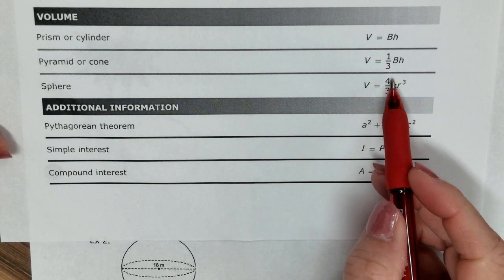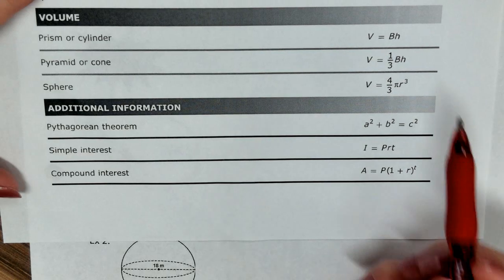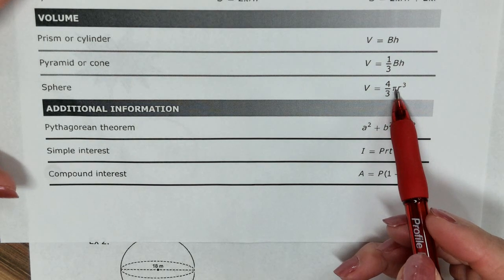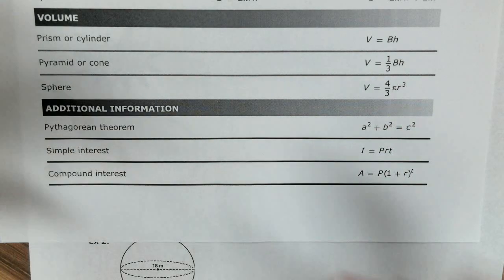The formula is 4/3, which you're going to use your fraction button in your calculator, times pi, you'll use your pi button, times the radius, are y'all looking? To the third power, not to the second power. That's the biggest mistake people make, is they accidentally hit to the second power.